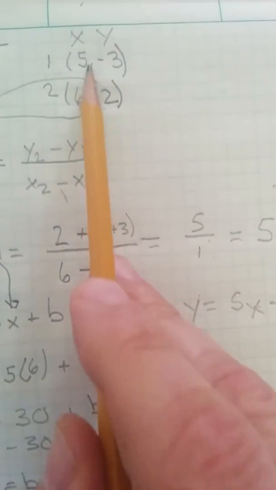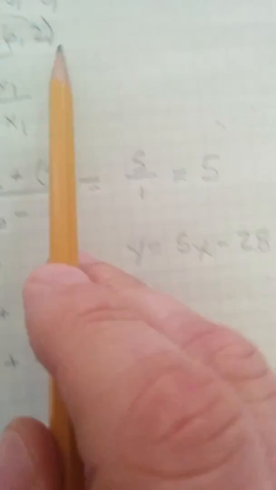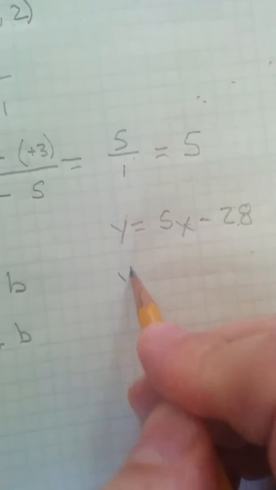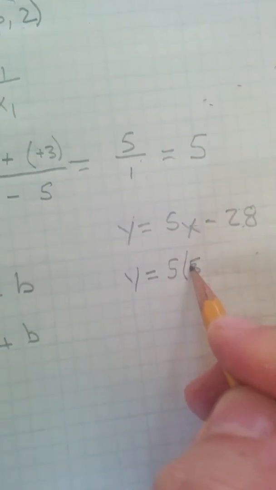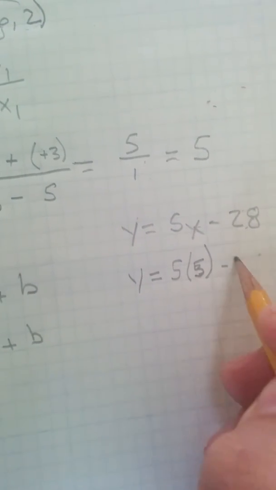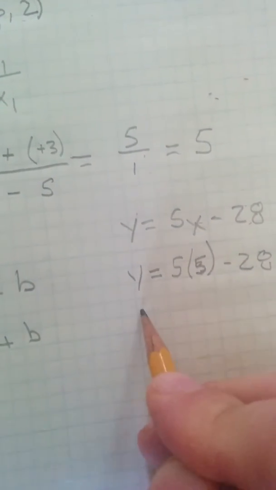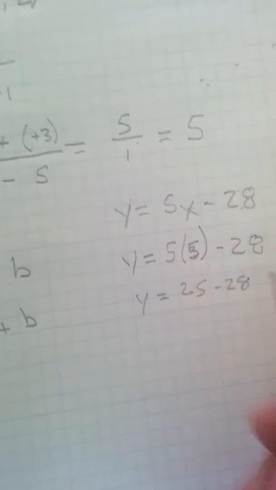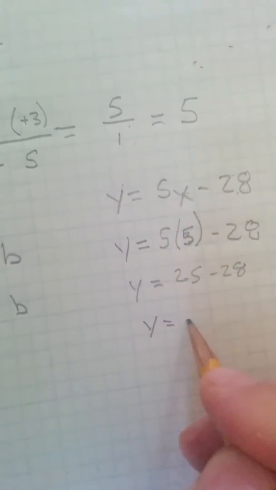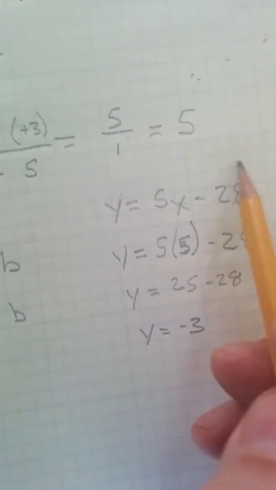Now we need to check to see if it's true. So if I plug in a 5 for x, I better get a negative 3 for y. So let's see if that's true. y equals 5, so I'm using the other data point, times 5 to check my answer. So y equals 25 minus 28, which is, in fact, negative 3. So it works.